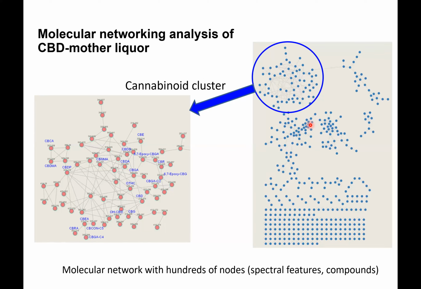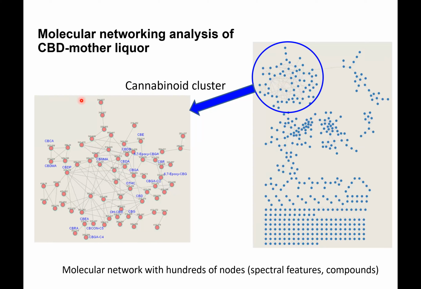Now here we have done this with our CBD mother liquor. So again, that's the supernatant from the crystallization process. And each node, so each of these blue dots, is a compound that we actually detect by mass spectrometry. You can see the richness of the chemical composition of that purified or enriched material besides CBD. And of course, not everything is cannabinoid. There are other terpenes in there that are not cannabinoids. But if you look at the cannabinoid cluster, so we know some of them in this cluster are cannabinoids, we call that the cannabinoid cluster.